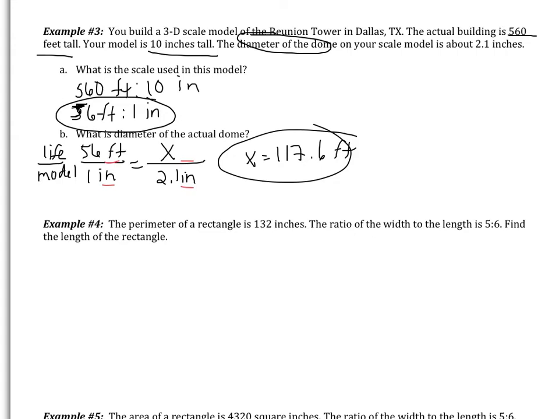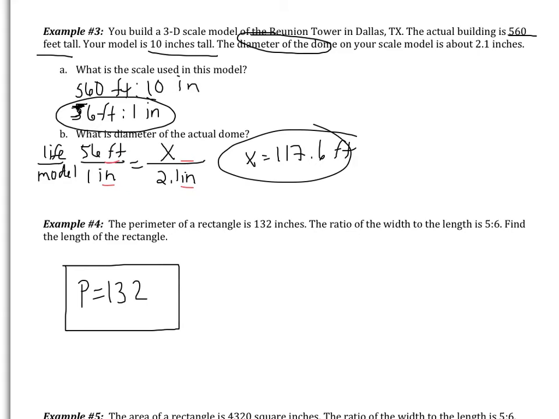So example 4 says the perimeter of a rectangle is 132 inches. The ratio of the width to the length is 5 to 6. Find the length of the rectangle. So first thing, I'm going to draw myself a rectangle. Okay, we are told the perimeter is 132. The ratio of the width to the length is 5 to 6.